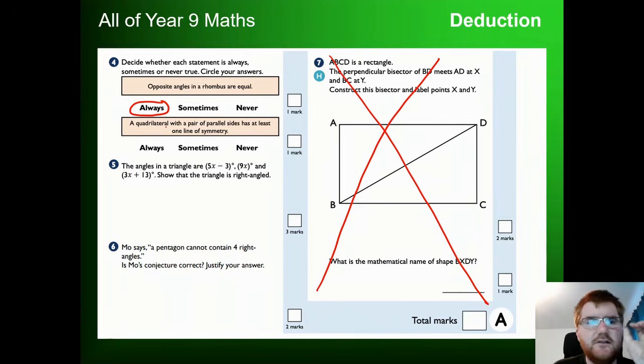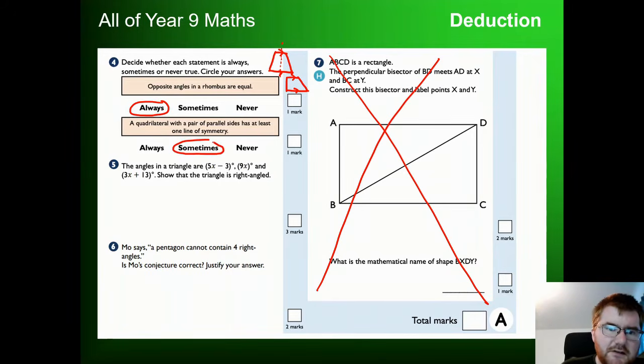The next one's a bit trickier. So a quadrilateral with a pair of parallel sides has at least one line of symmetry. Now this is sometimes true. If I draw a trapezium where these are parallel, then sometimes it's going to have a line of symmetry down the middle. But I could also draw a trapezium as a right-angled trapezium where these are parallel, and then there's no such line of symmetry. So this fits into the sometimes category. I can do an example where it's true, but I can also do an example where it's not true. Therefore, it fits into the sometimes category.